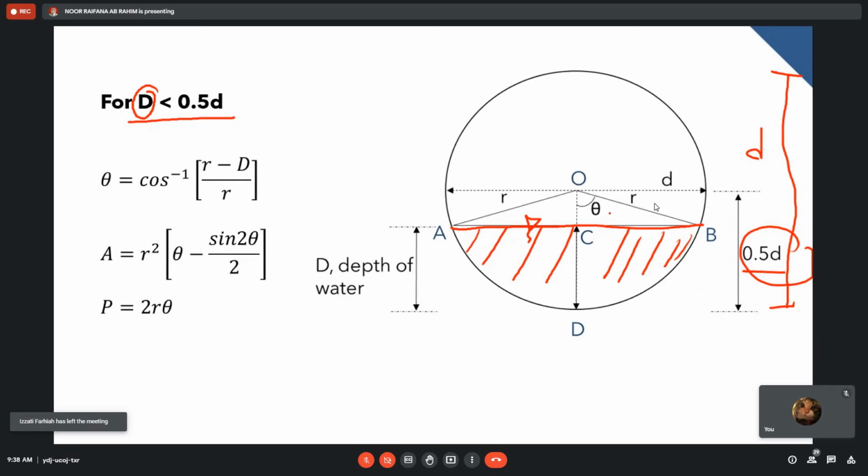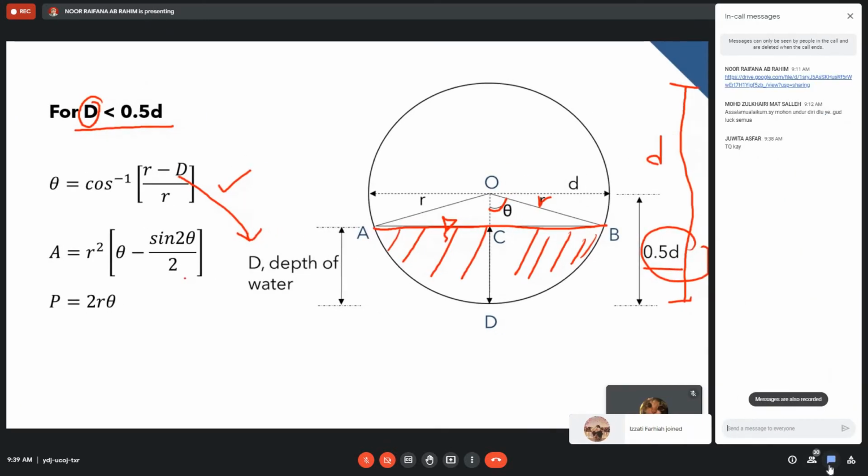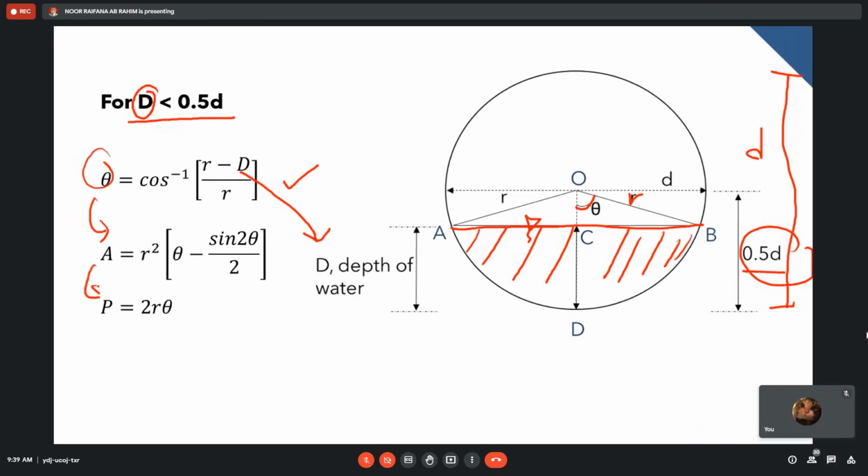So for this situation, so this one is the theta and this is the radius of the pipe. So theta is equal to cos negative 1 r minus d over r. Okay, d ni is depth of water. R is the radius. So to calculate the area, r square theta minus sin to theta over 2. Dah dapat theta, baru boleh kira area and then you can calculate the wetted parameter here. This one is wetted parameter. So kena hafal lah equation ni.